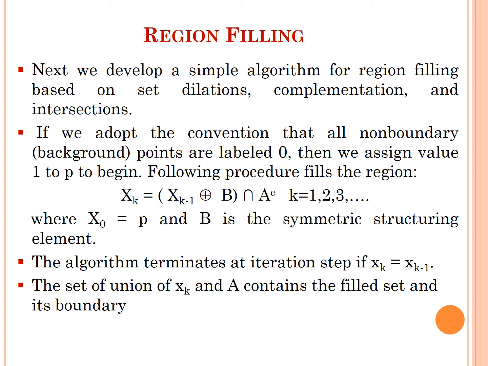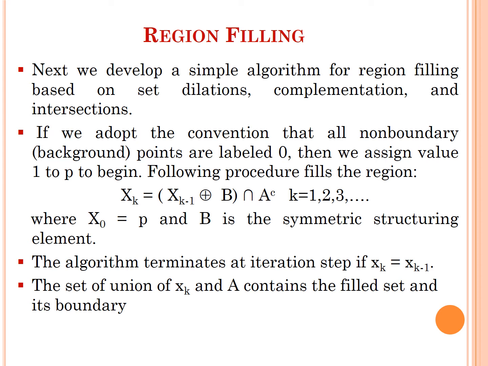Region filling. We develop a simple algorithm for region filling based on set dilations, complementation, and intersection. If we adopt the convention that all non-boundary, that is background points, are labeled 0, then we assign value 1 to begin. The following procedure fills the region: Xk is equal to the intersection of the dilation of Xk-1 by B and A complement, where k is equal to 1, 2, 3 and so on, where X0 is equal to P and B is the symmetric structuring element.